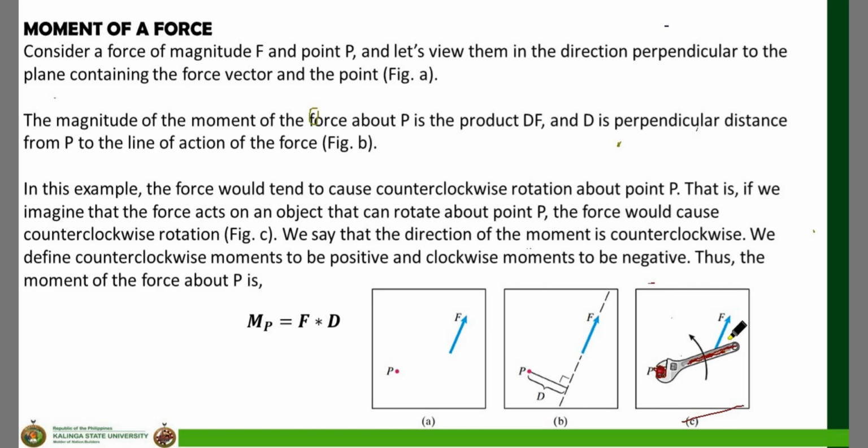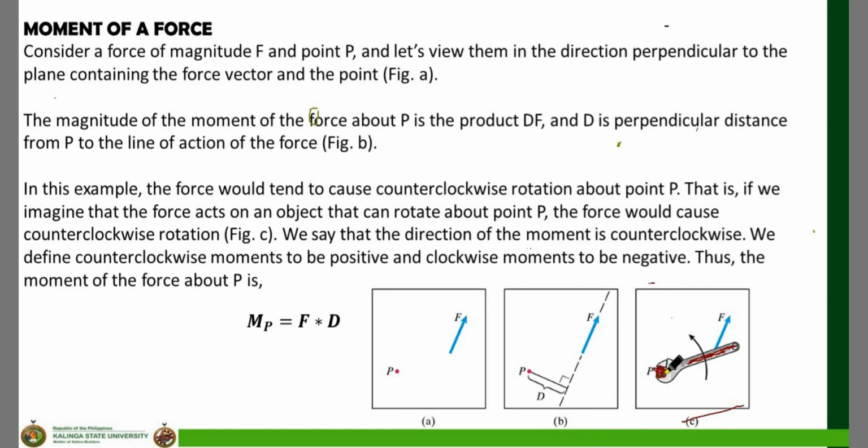Do you get it? When you apply a force and it turns, we call that a turning moment or the moment, and we have an equation for that. M equals F times D, wherein D is the perpendicular distance from point P to the line of action of the force. What do we mean by that?